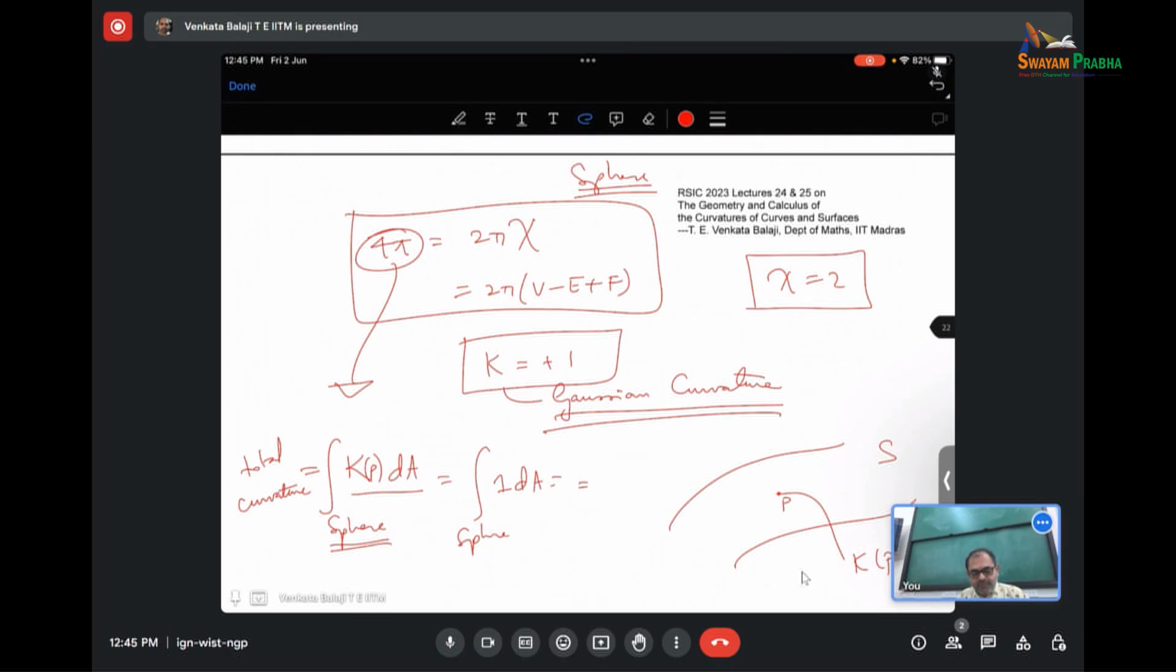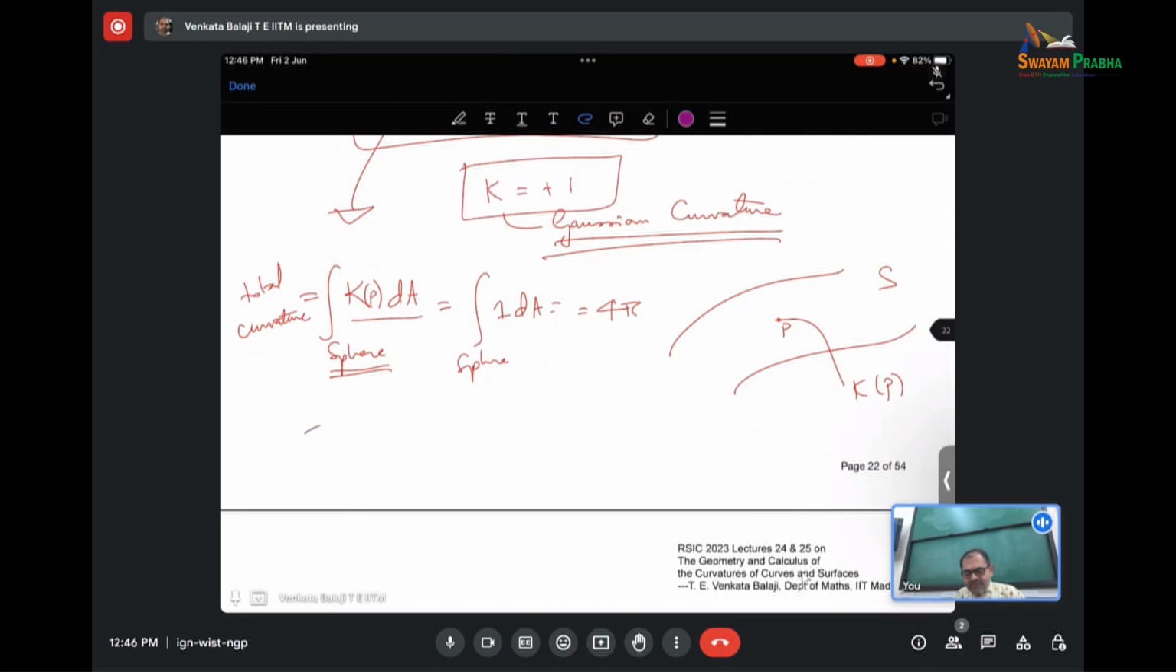You get 4 pi. That's what this 4 pi is. So why I am saying this is because of what is happening here: you are getting total curvature is 2 pi times chi. Okay. And this is the general theorem.